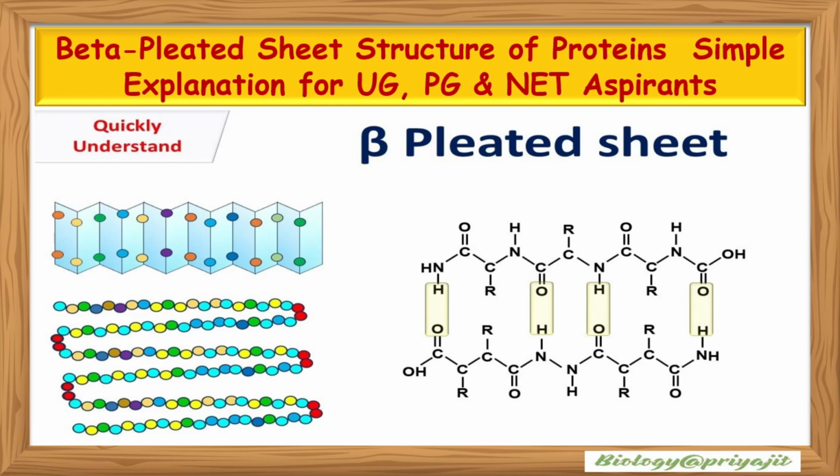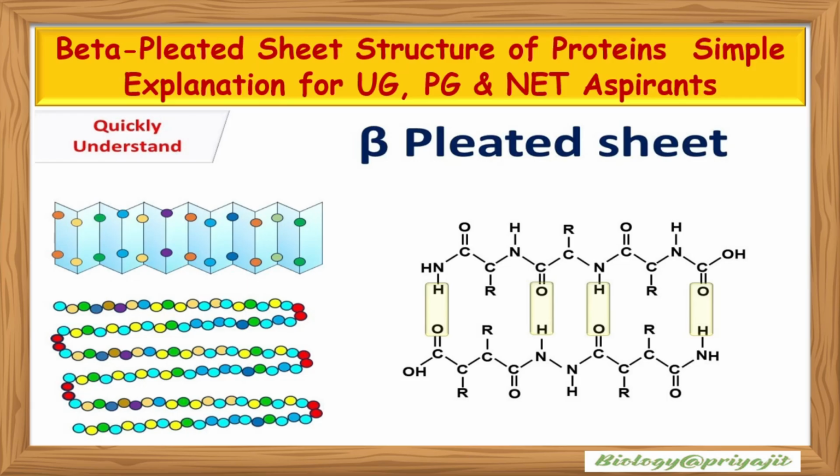Welcome, my dear students. In this class, we will explore the fascinating world of protein structure, especially the beta-pleated sheet. You will learn how polypeptide chains adopt an extended zigzag shape, how these zigzags line up side by side to form stable beta sheets, and why amino acid composition matters. By the end, you will easily understand the difference between parallel and anti-parallel beta sheets.